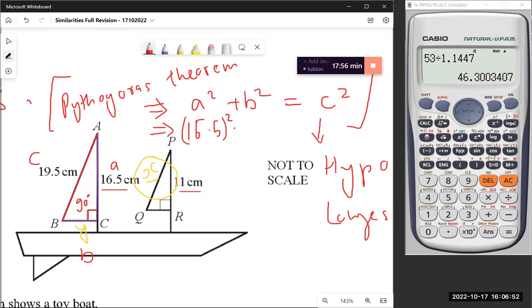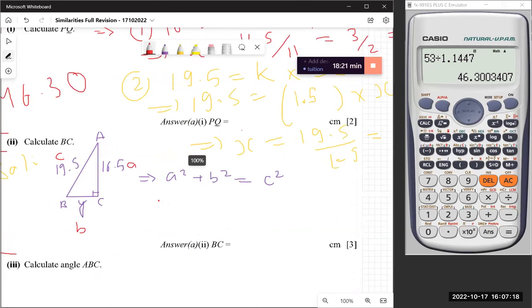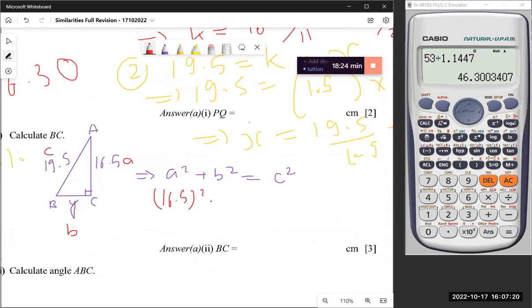What is B in this triangle ABC? Sir, we don't know B. We don't know it, but let's just write it as Y right now, okay? It is Y. And C square, which is the longest side? Safa, tell me. 19.5. So that's what we're doing in this question: 16.5 square plus Y square is equal to 19.5 square. Find Y and send me the answer in WhatsApp. Quick, send me the picture.